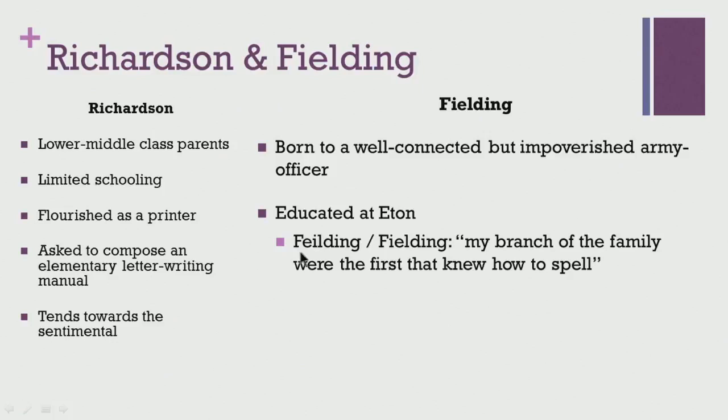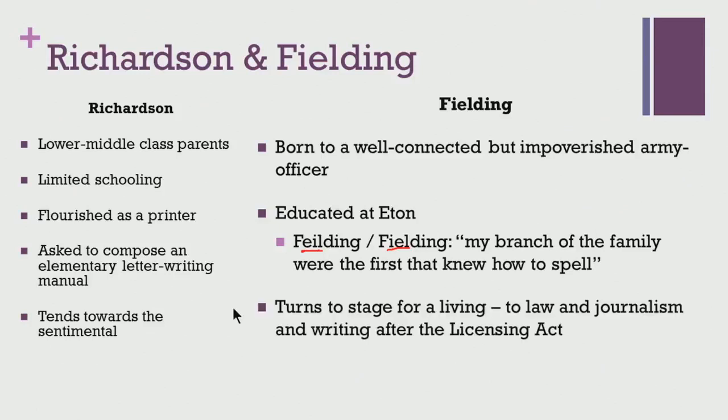On being asked why his spelling was a little different from the conventional spelling of those times. If you notice, Fielding always spelled his name with F-I-E, whereas the prevalent spelling during those times was F-E-I. So, when asked about this peculiar spelling that he retained as a surname, Fielding is said to have responded that my branch of the family were the first that knew how to spell. So, this was the kind of intelligent arrogance this man possessed.